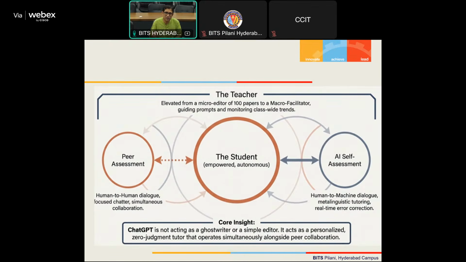The teacher's role also becomes very different here. You move from a micro facilitator, correcting all 100 papers and telling them what to do, to a facilitator in the sense that you stay there, help them monitor, use ChatGPT and improve their writing, and tell them how to use proper prompts, what to ask, and how many prompts are allowed in a session. If you do that, then it becomes much easier.